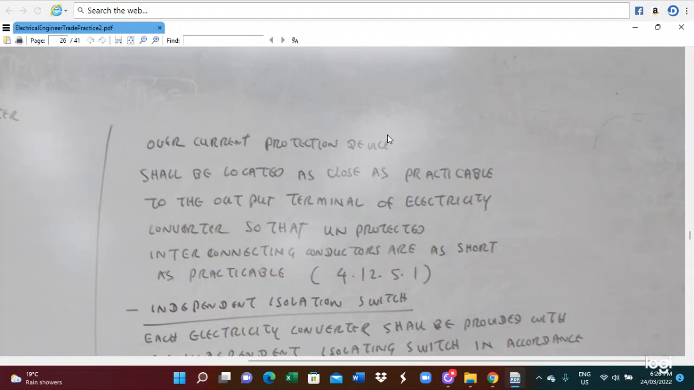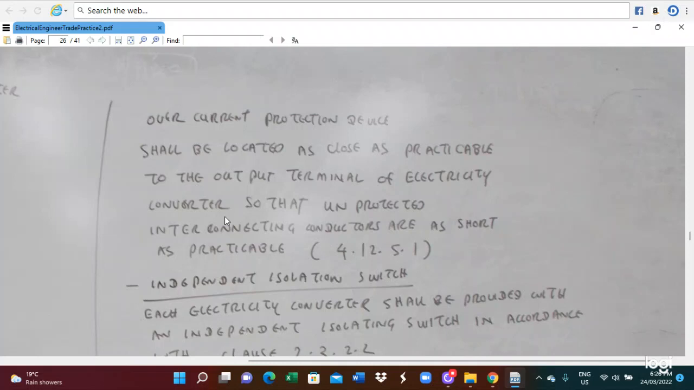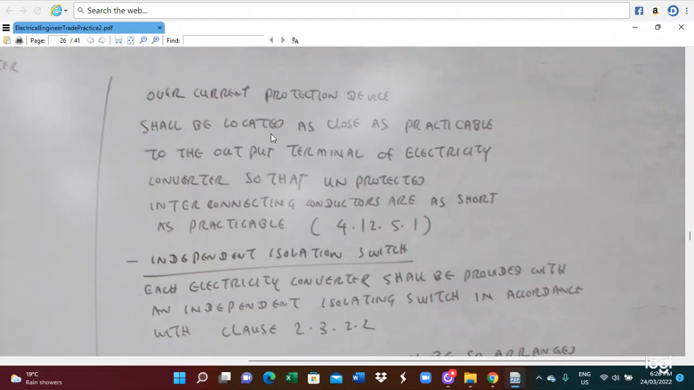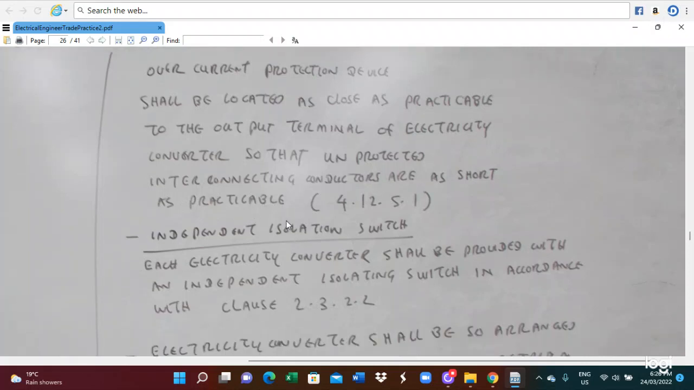The overcurrent protection device must be located as close as practicable to the output terminal of the electricity converter so that the unprotected interconnecting conductors are as short as practicable. So the overcurrent protection device shall be located as close as practicable to the output terminal of the electricity converter so that the unprotected inverter connection conductors are as short as practicable. So this is 4.12 by 5.1.